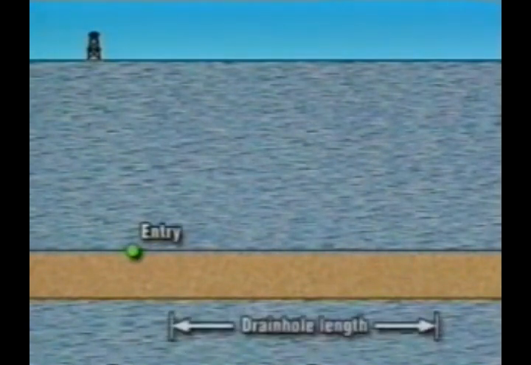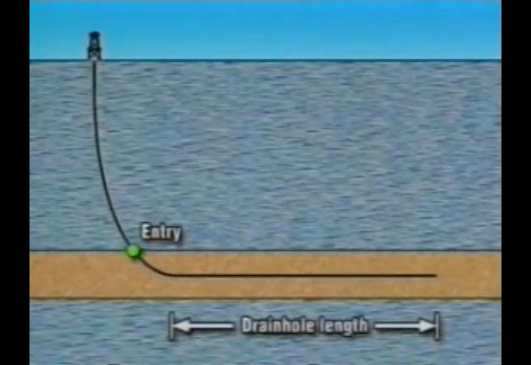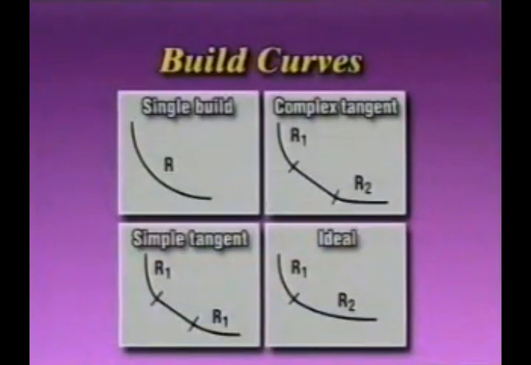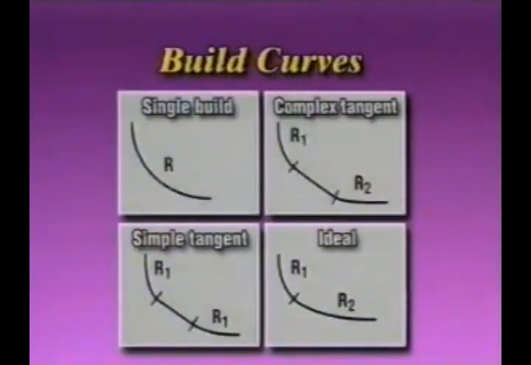The starting point in planning a horizontal well trajectory is to specify the entry depth into the reservoir and a minimum drain hole length inside the reservoir. Reaching the target involves 3 phases: vertically drilling to the kickoff point, directionally drilling to the pay zone, and horizontally drilling within the pay zone. In drilling the bend section, we may either build angle in stages from the kickoff point or build continuously. The 4 main types of build curves are single build, simple tangent, complex tangent, and ideal. Your manual contains equations for describing these curves.